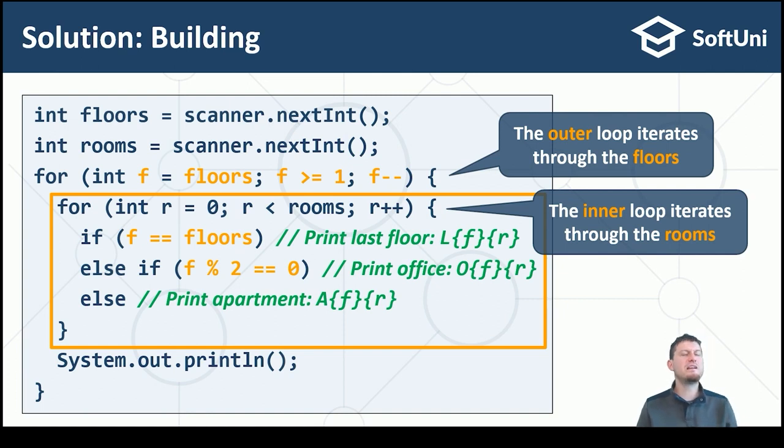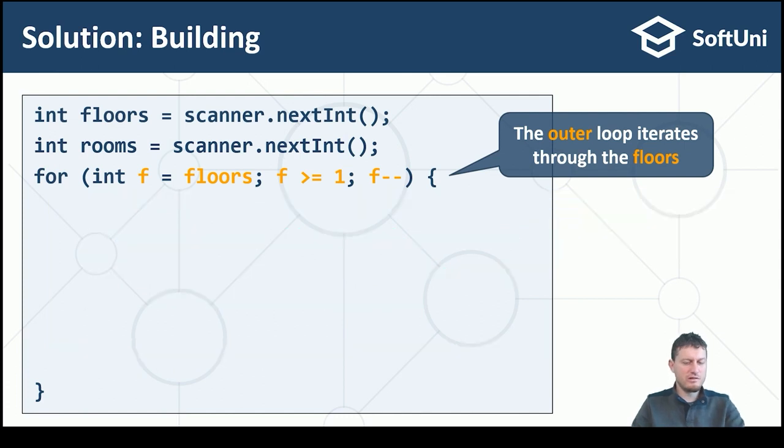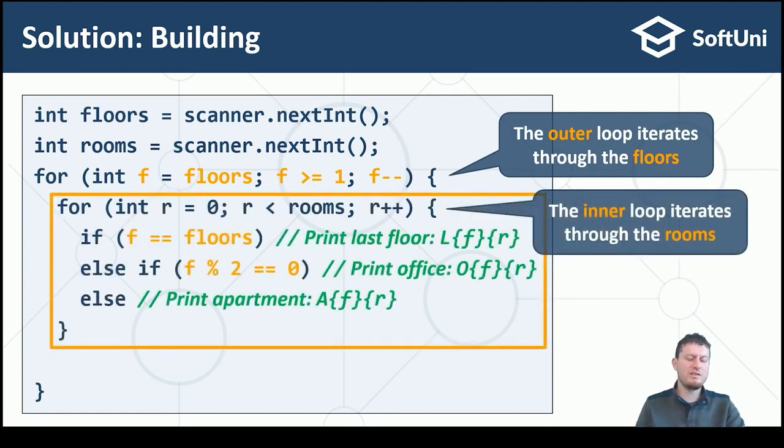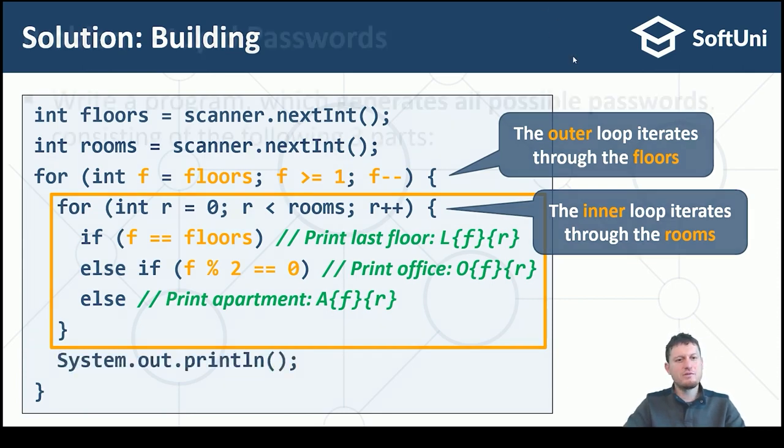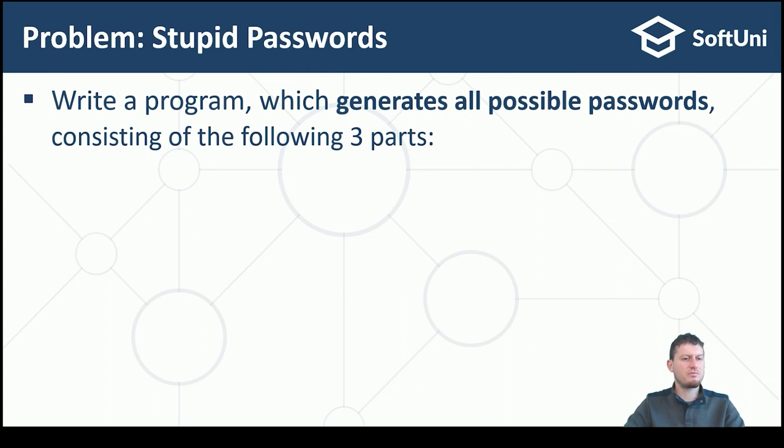So we generally print the table line by line, and at each line we print column by column. The outer loop goes through the table lines, table rows, the floors, and the inner loop iterates through the rooms, which are the columns in the output table. Okay, so we're ready for the next problem, which is called stupid password.